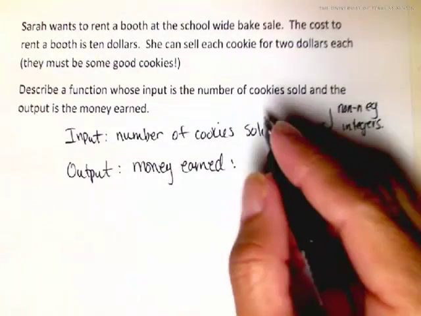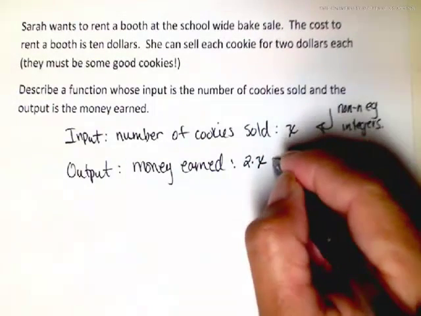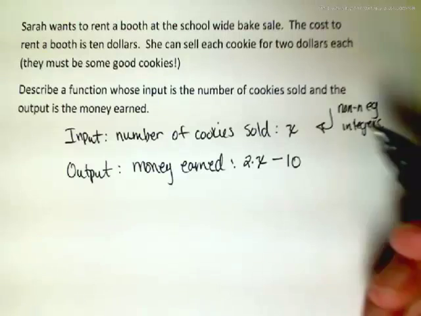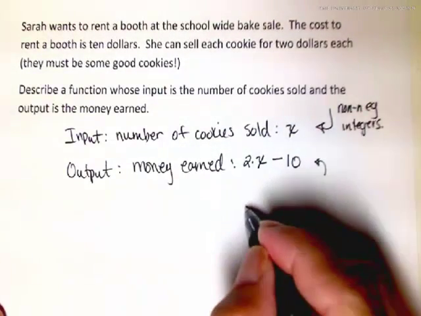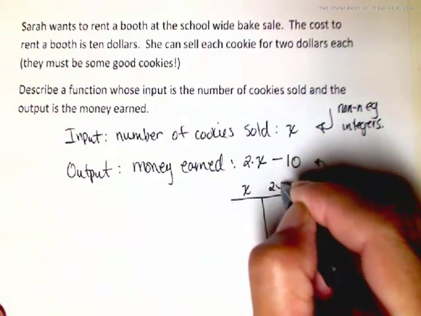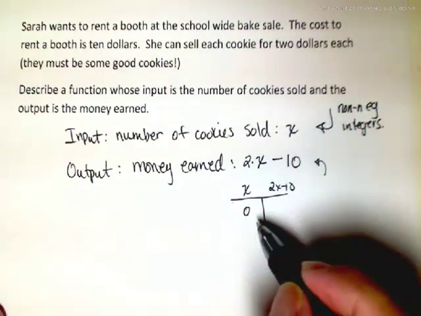Alright, so the money earned. Well, we're going to earn $2 per every cookie we sell, and then we have to subtract off the cost of that booth. So 2x minus 10. Now let's see what our output is. And I like to do that by making a chart to help me figure out what's going on here. We know that we can start at 0. We can't go to a negative value for x.